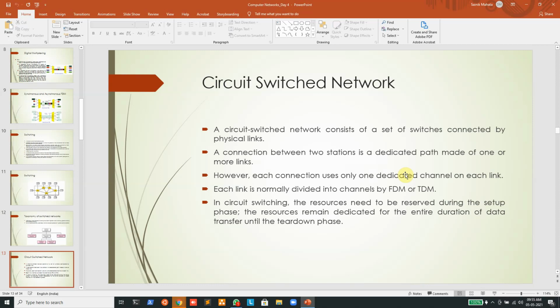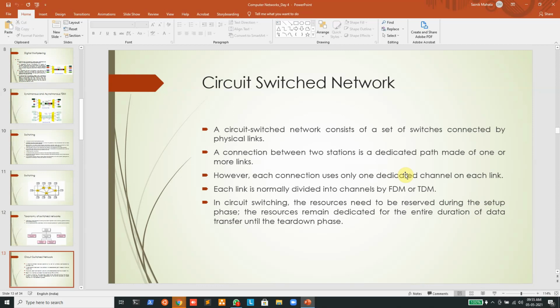However, each communication uses only one dedicated channel on each link. So again, what is the meaning of this? We will see in the next slide. Each link is normally divided into channels using FDM or TDM. We have studied FDM and TDM, and using multiplexing, we will divide these channels into sub channels.